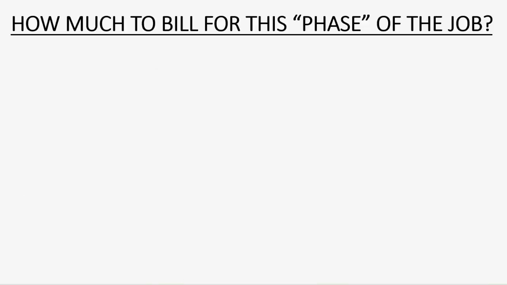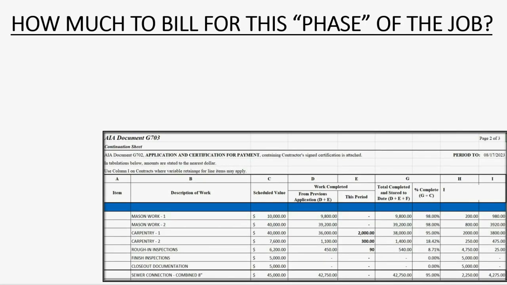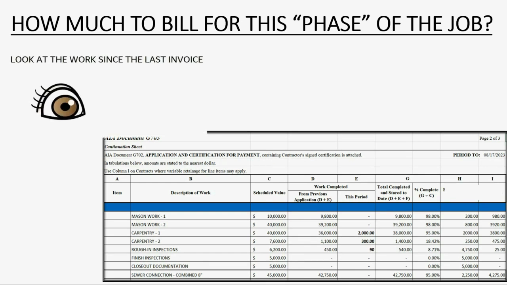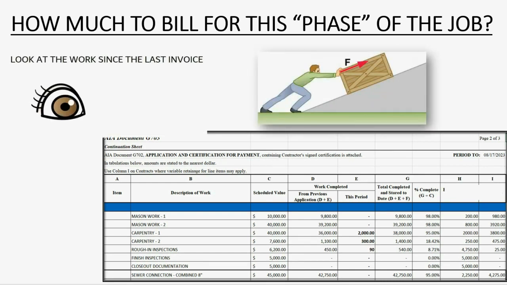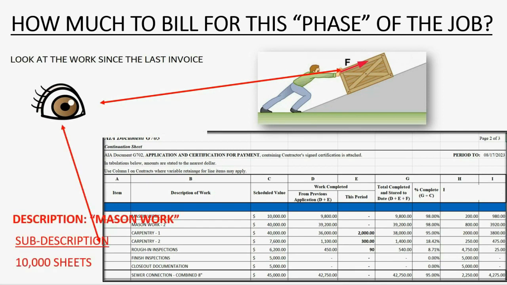And in order to know how much to bill for this phase of the job, you would do the same thing that you would do if you were using QuickBooks. You would look at the work to see the amount of work done since the last invoice, and then you would compare it to the description and subdescription in the contract, and then you would use a calculator and decide how much to bill for on this particular invoice for this phase of the job.